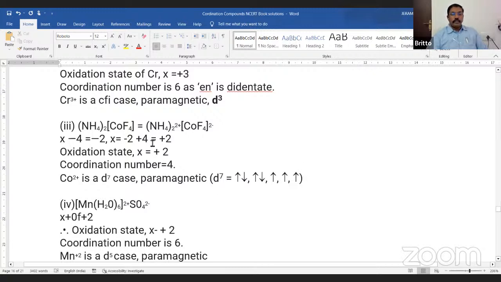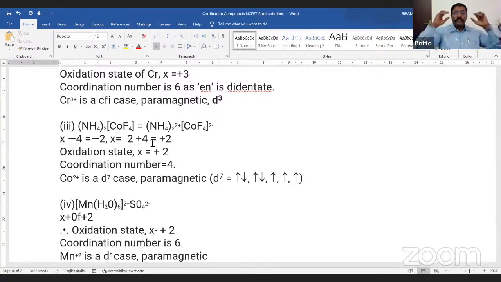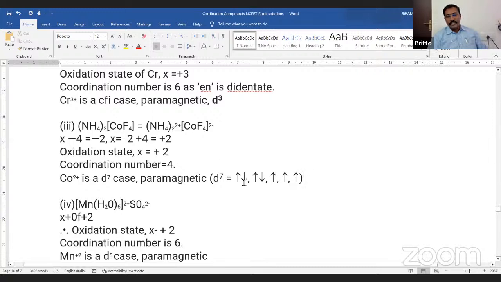And F minus is a weak ligand. So even if the coordination number is 4, it can form either a tetrahedral complex or a square planar complex. Square planar needs dsp2, so it needs 1 d orbital.